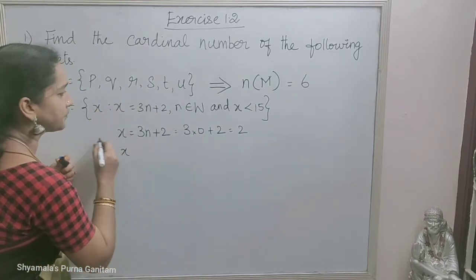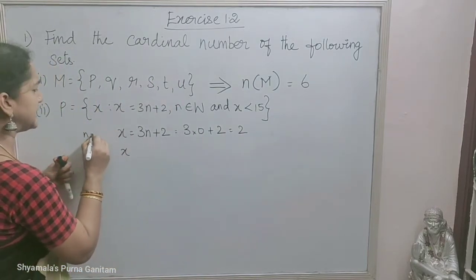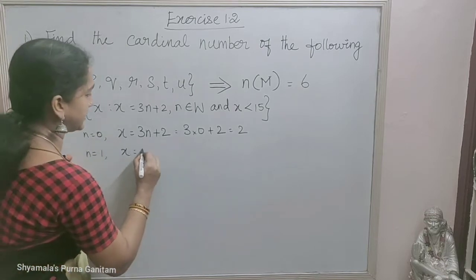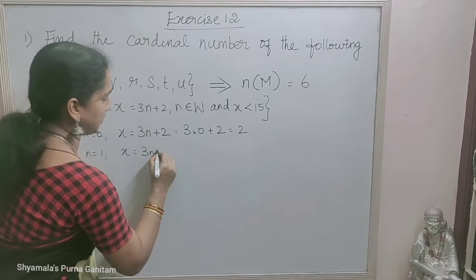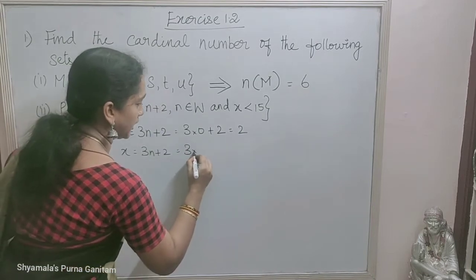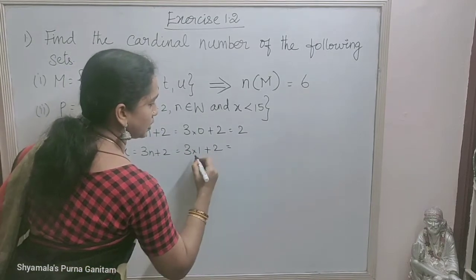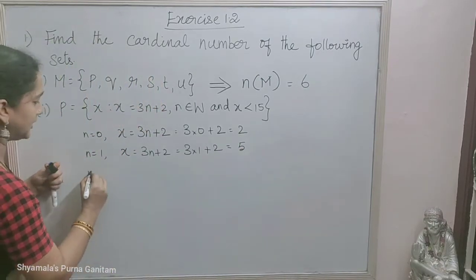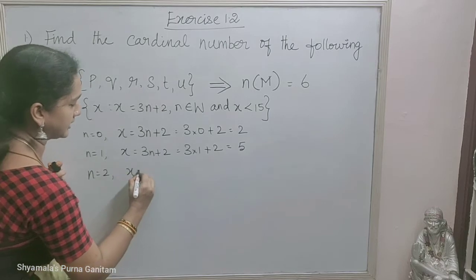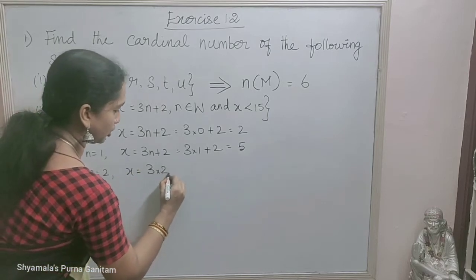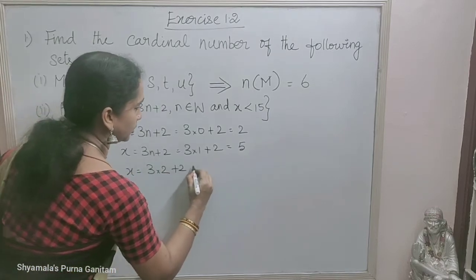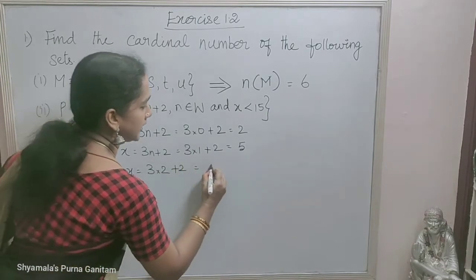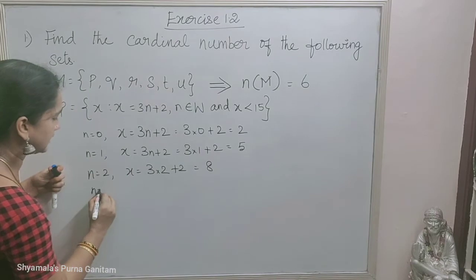Then next, n is equal to 1. So x is equal to 3n plus 2, which is 3 into 1 plus 2. So 3 plus 2 is 5. This is the second element. Then n is equal to 2. So x is equal to 3 into 2 plus 2. 3 twos are 6, 6 plus 2 is 8. Then n is equal to 3.